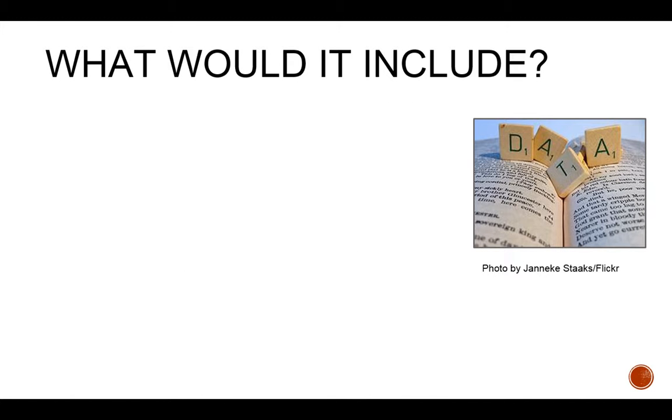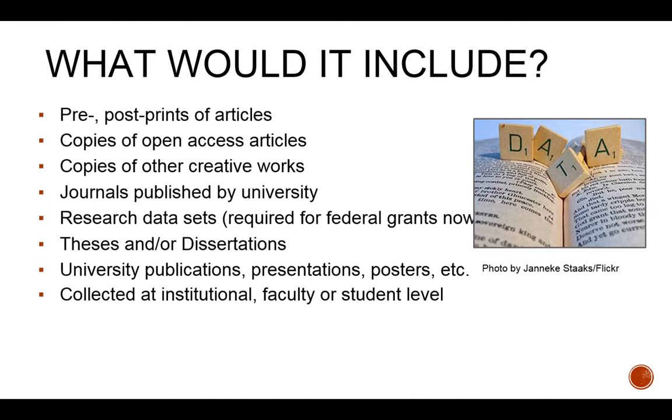What would it include? Each university can decide exactly what is collected in its repository. Some possibilities include pre- or post-prints of articles, copies of open access articles, copies of other creative works such as musical arrangements, short stories, or poetry collections, journals published by the university such as the College of Business's Journal of Business and Management Landscapes, or the Graduate Journal Explorations. Research data sets. Many funding agencies are now requiring that authors post their data sets to openly available websites.